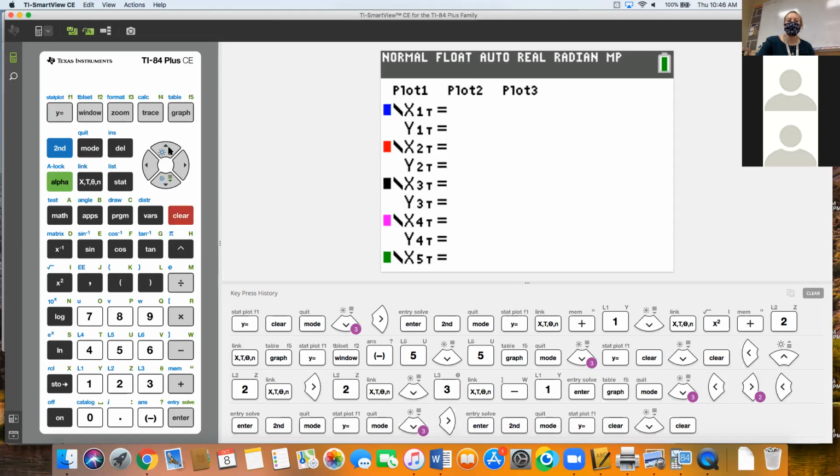Now it says x equals and y equals. If we're in the parametric mode, as we just learned, parametric equations are in terms of x equals something with a t and y equals something with a t. So that's what we're going to plug in. We're going to plug in what we need to do.